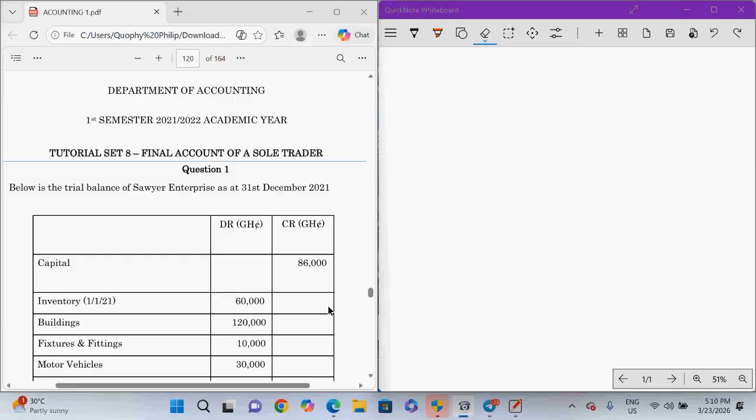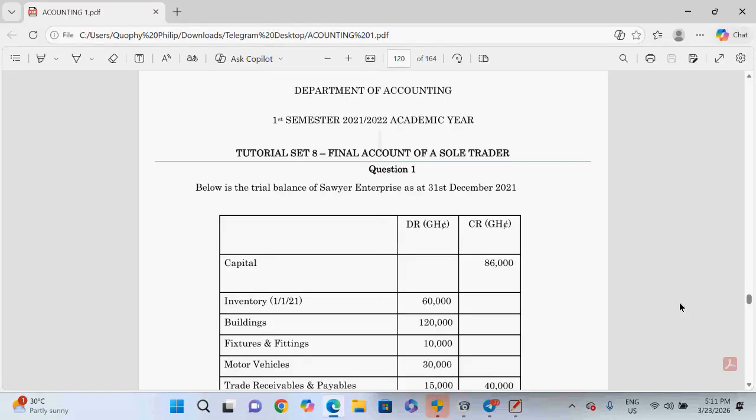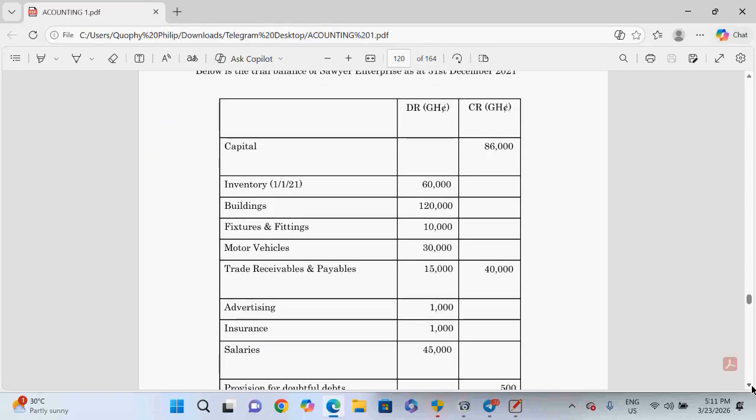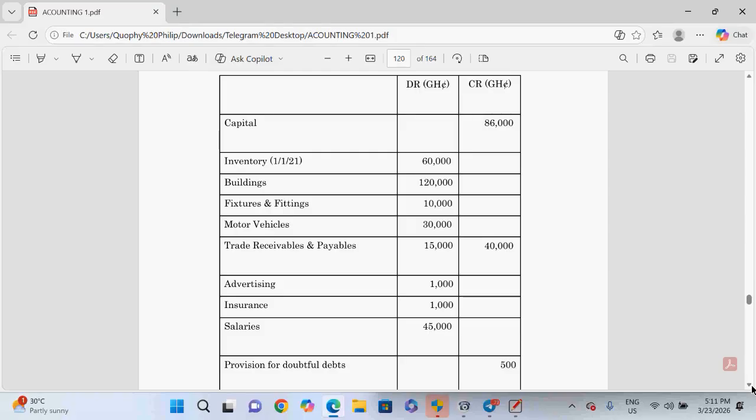Okay. Below is the trial balance of Fin Enterprise as at 31st December 2021. So we have capital at the credit side, inventory, debit side, buildings, debit, fixtures and fittings, debit, motor vehicles, also debit. Trade receivables and payables, debit, and then the credit side.